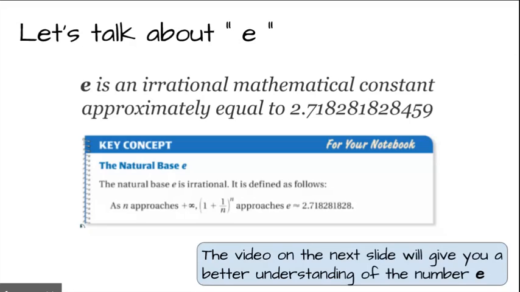It is defined as a big, messy thing: as n approaches positive infinity, 1 plus 1 over n to the n approaches E. Yes, I know. We're not worried about that. But I do want to give you a chance to get a little bit better of an understanding of the number E and of the constant E and what that means.